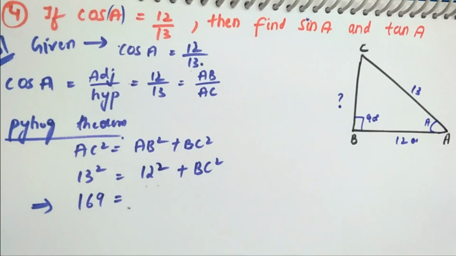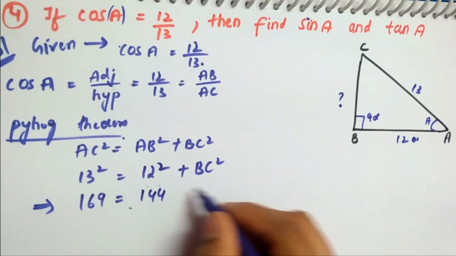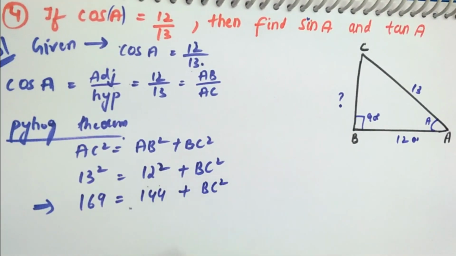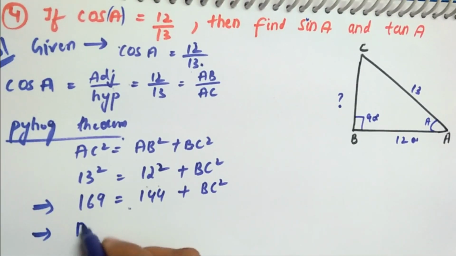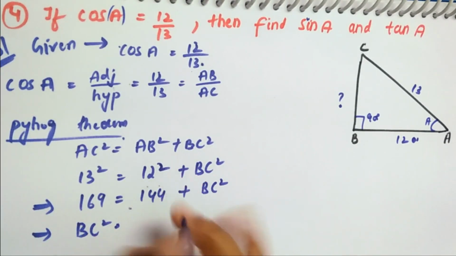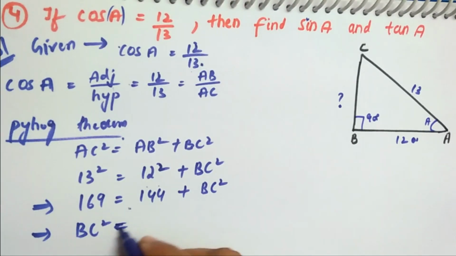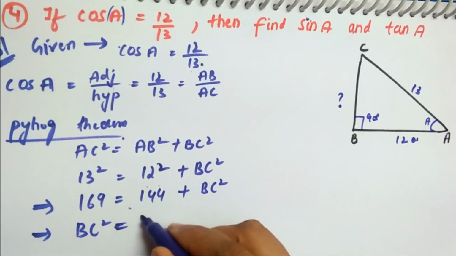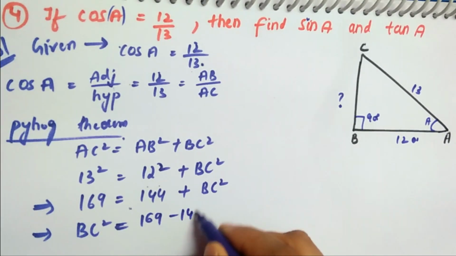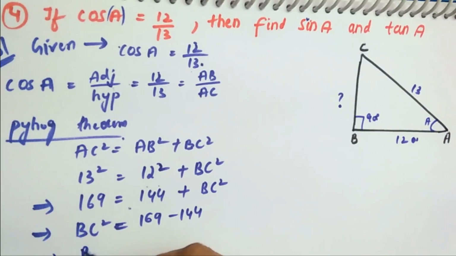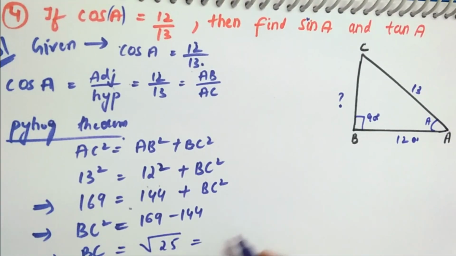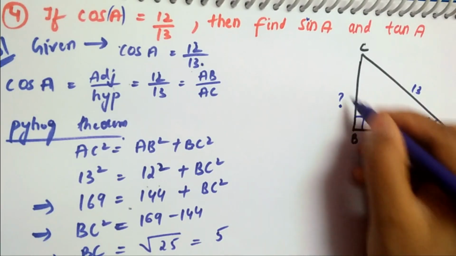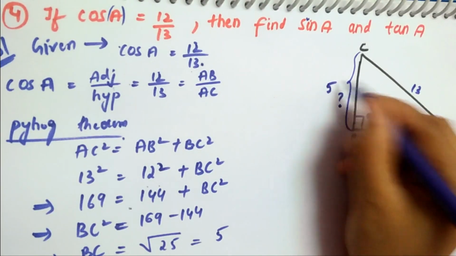169 is 13 square. 144 is 12 square. So BC square is equal to 169 minus 144, which implies BC is equal to root of 25, which is nothing but 5. Right? So this side we got as 5.